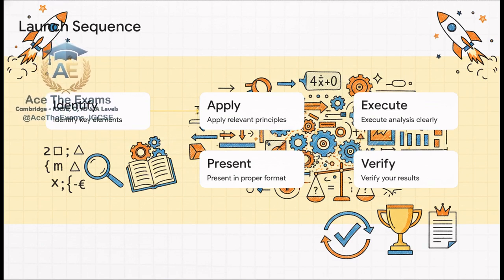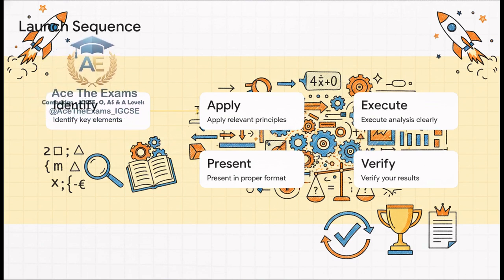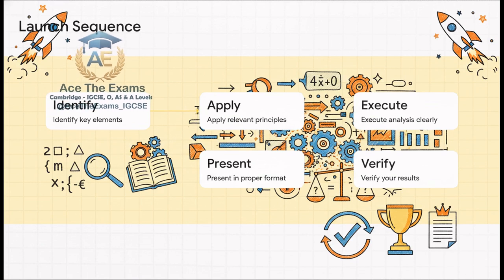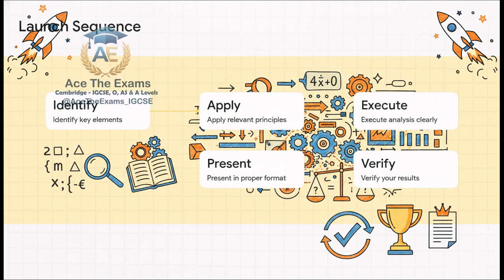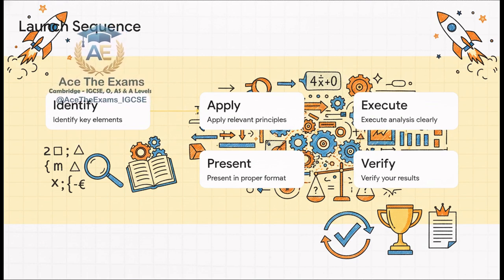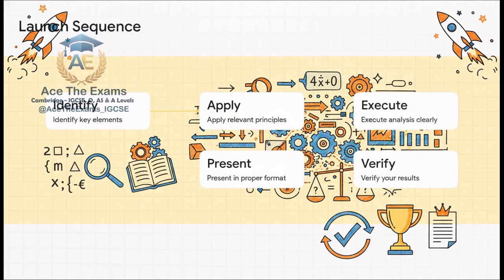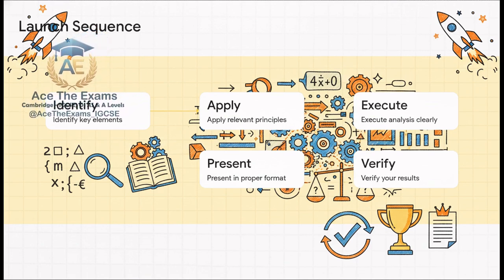Let's do a quick mental exercise to lock this in. Imagine you get a past paper question that reads, find the value of a when the polynomial 2x cubed plus ax squared minus x plus 4 leaves a remainder of 10 when divided by x minus 2. Okay, let's run the sequence. Step 1, the key element is a remainder of 10 and the divisor is x minus 2. Step 2, the principle is f of 2 equals 10.